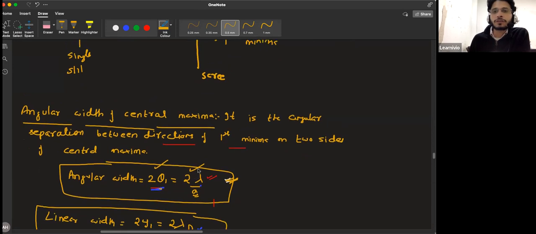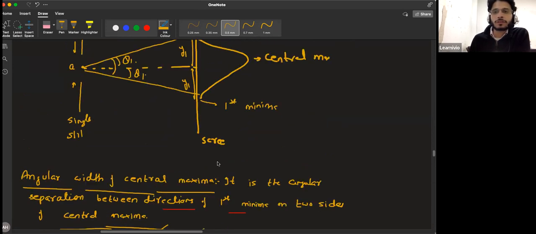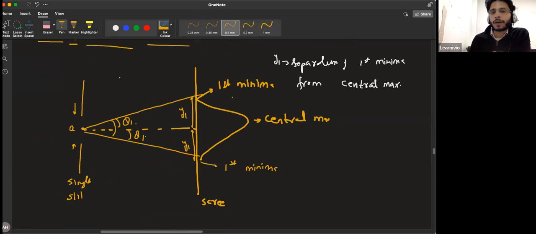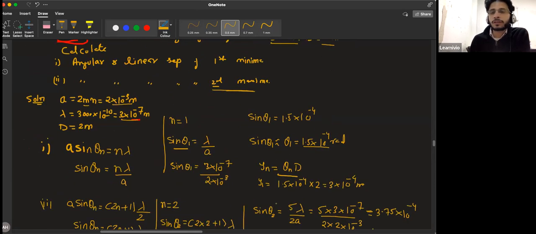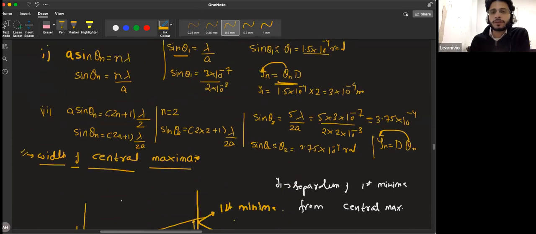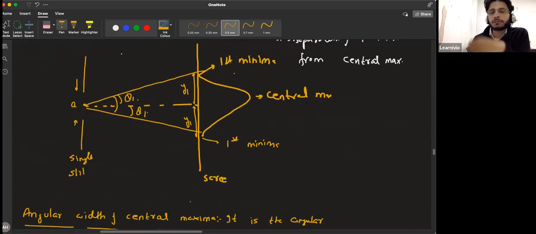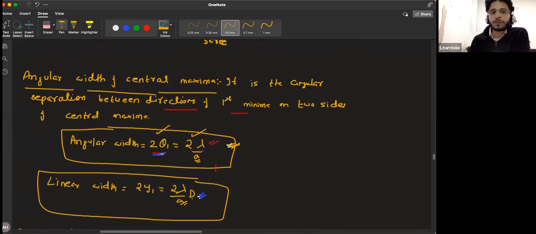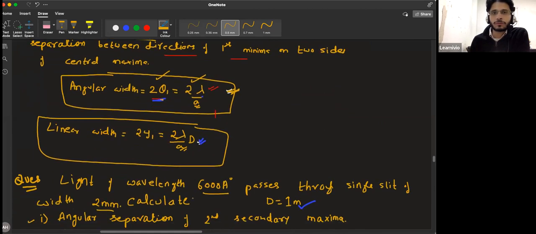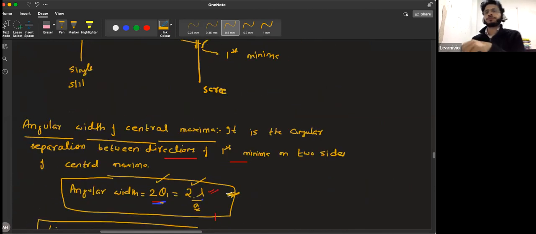Now we are doing this for quite some time. This is what we did here from angular to linear. We multiplied by D. Here also we did the same thing. Just multiplied with the linear one. Multiplied with the D, capital D. Arpit, clear? Yes. Okay. So that is the width of central maxima. Note it down. We'll do one numerical on this concept also.